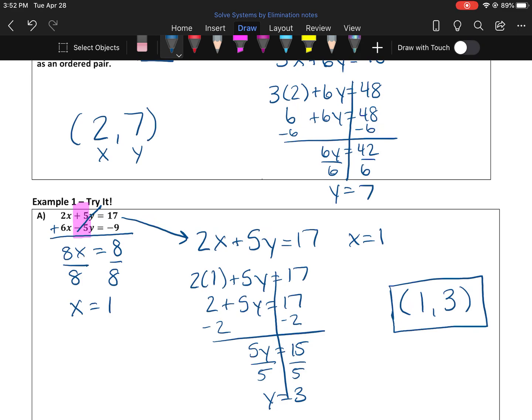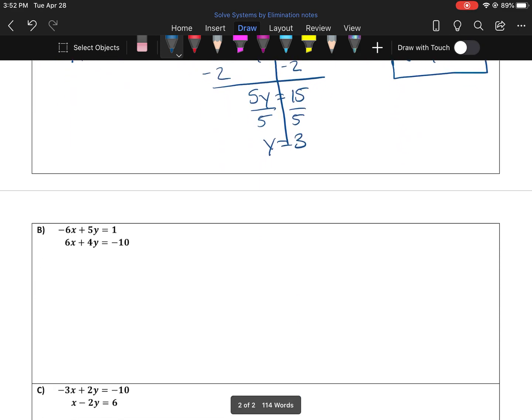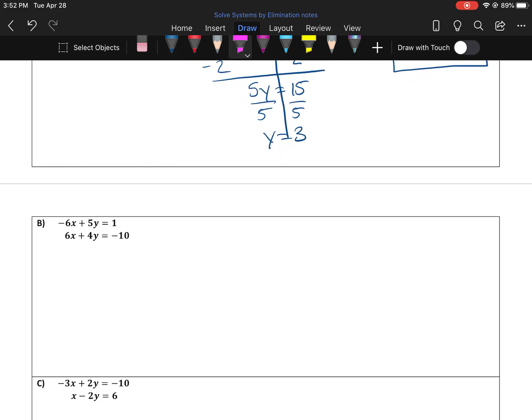Let's take a look at another one. -6 and 6. This time my x's have the opposites in front of them. That's what can be eliminated. So this crosses out to 0. 5 plus 4 gives me 9y is equal to -9. 1 plus -10. Divide both sides by 9. y is equal to -1.